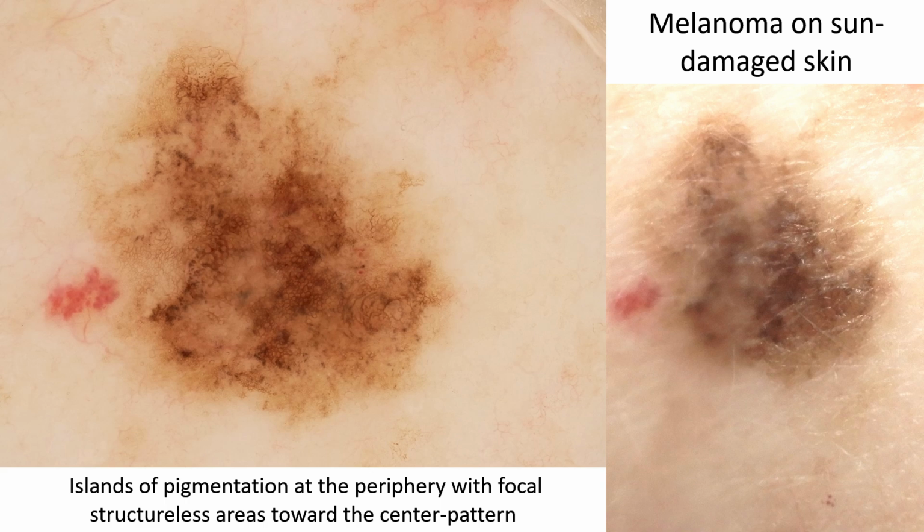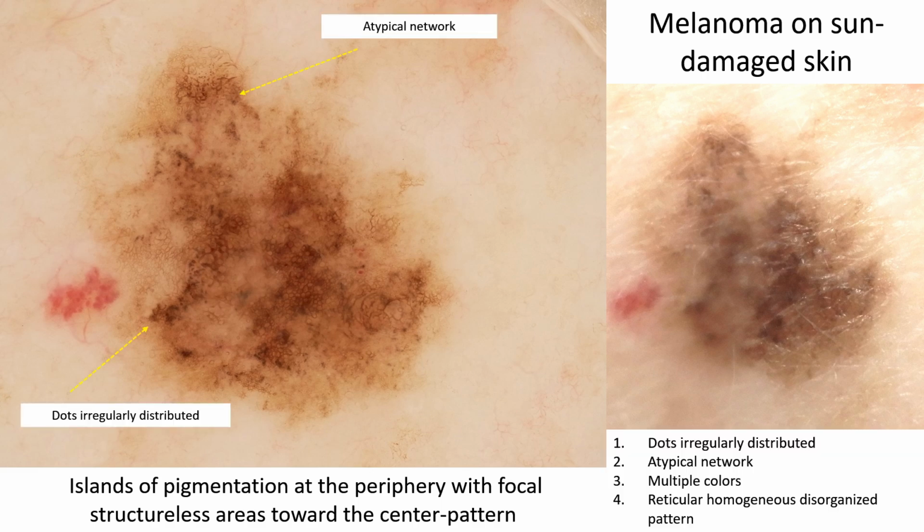We again have the islands of pigmentation more prominent at the periphery, and you can see these faint structureless areas predominantly centrally located. The most important structures include this atypical network and these dots or gray dots which are irregularly distributed. You can also see that there are multiple colors. There are nuances of gray and light brown and dark brown, and it has a reticular homogeneous disorganized pattern.